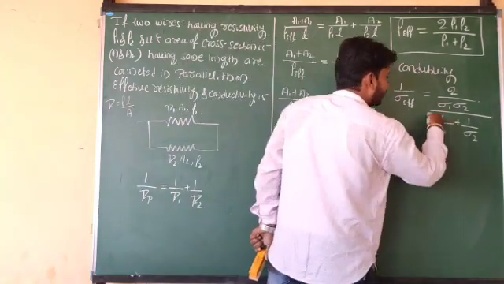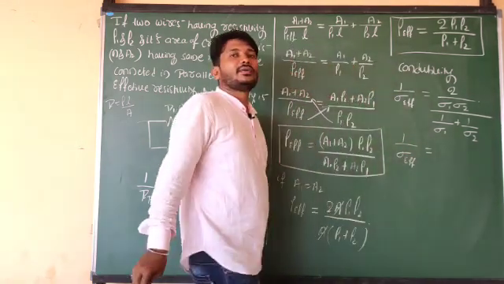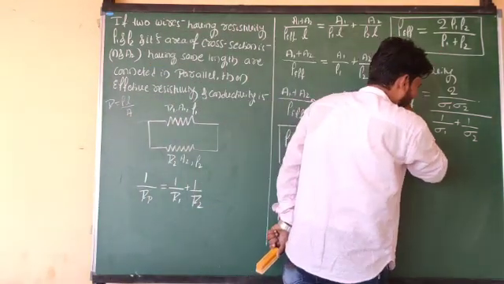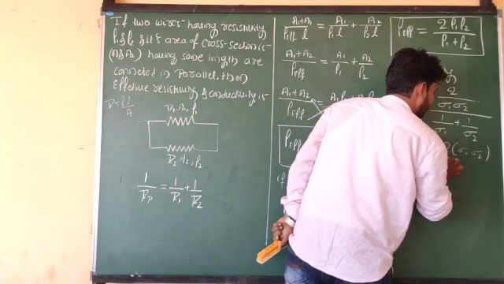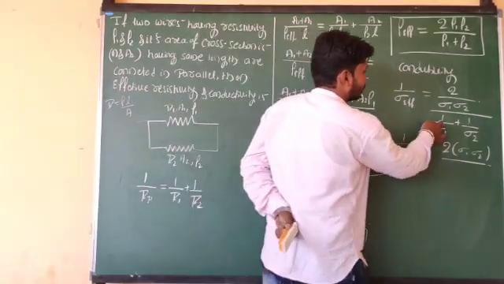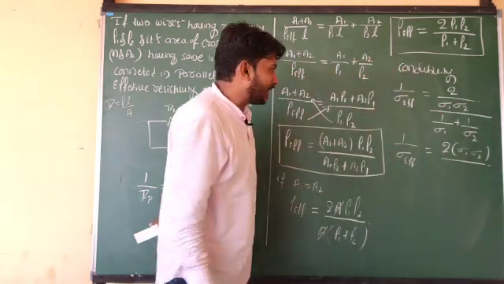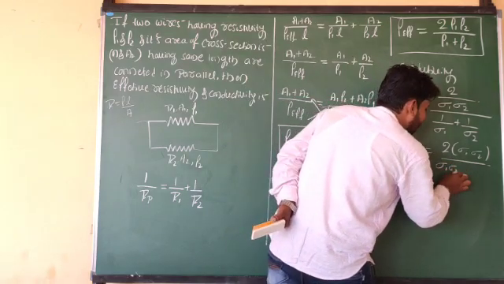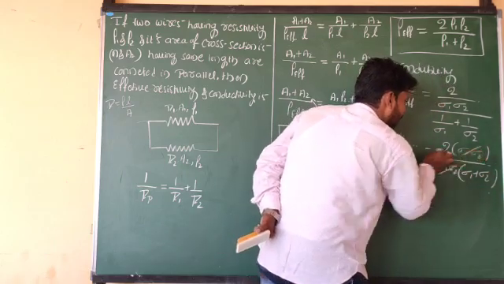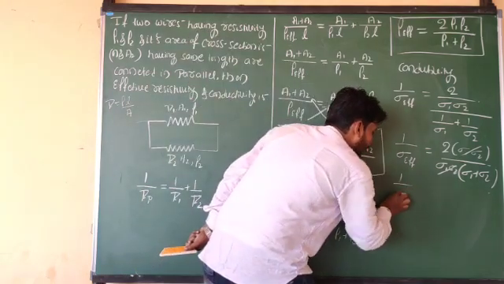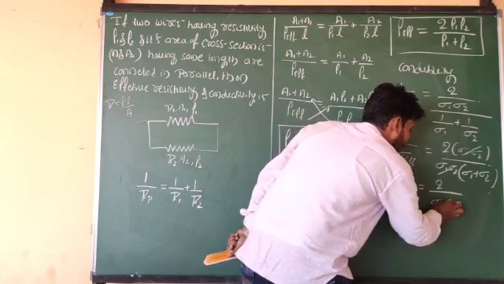So look here, if I take the LCM, then what happens? 1 by effective conductivity is nothing but 2 times sigma 1 into sigma 2, divided by, if I take the LCM, sigma 1 into sigma 2 into sigma 1 plus sigma 2. These two terms get cancelled out. So 1 by effective conductivity is equal to 2 divided by sigma 1 plus sigma 2.